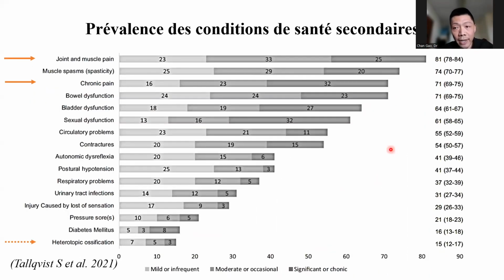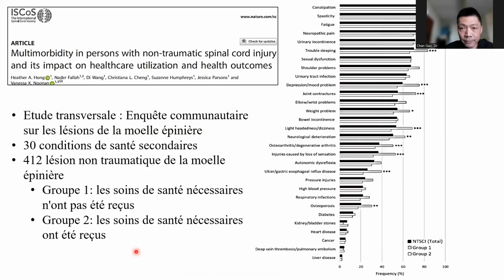As for the secondary health conditions that require ongoing and active medical care, 99% of the participants reported at least one. About 80% of the spinal cord injury patients reported joint and muscle pain, and 70% of these participants reported muscle spasm and chronic pain. Among these secondary health conditions, heterotopic ossification affected about 15% of the participants.